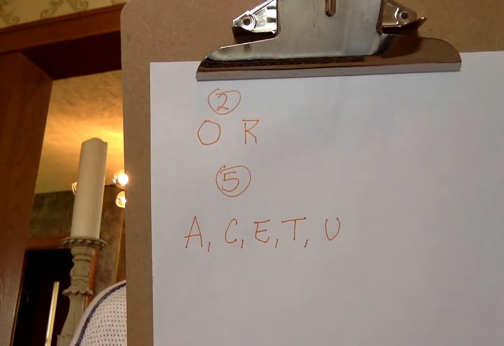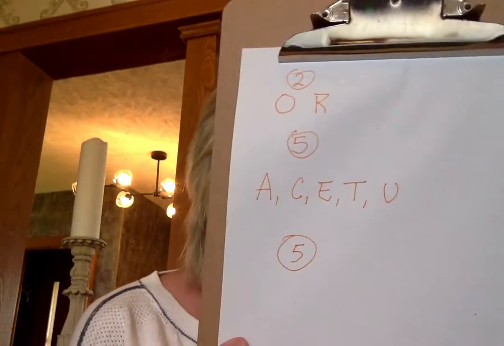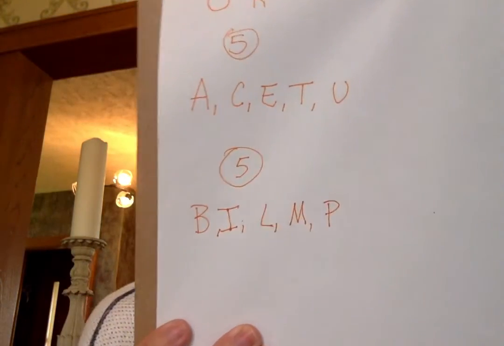How many obtuse angles do you have? You should have come up with 5. And they are B, I, L, M, and P.